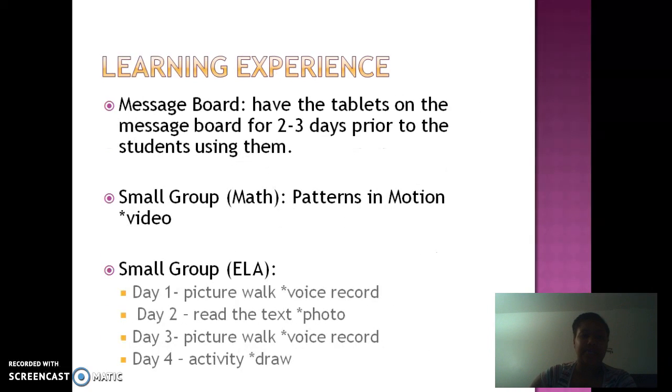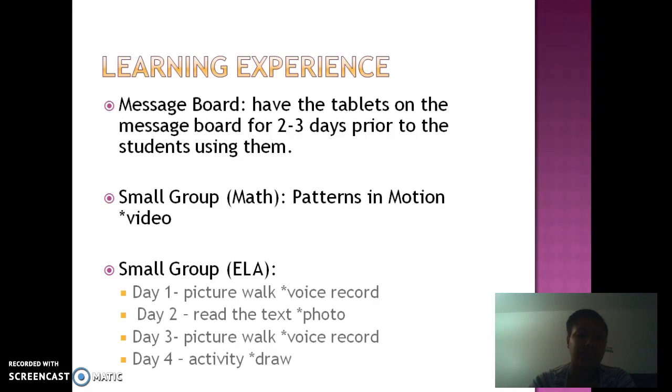So for the learning experience, I teach pre-K, and in Rochester we follow the HighScope curriculum. So a part of the routine is message board time. So when I introduced the use of the tablets, I wanted to be on the message board for at least 2 to 3 days to give the students an idea of what they're going to be doing or learning.